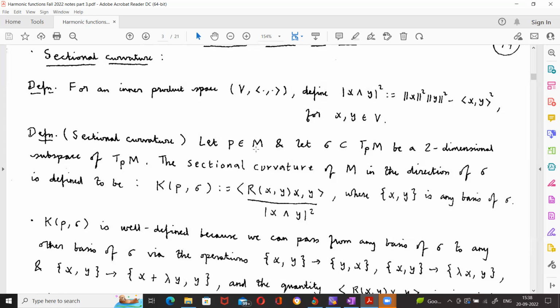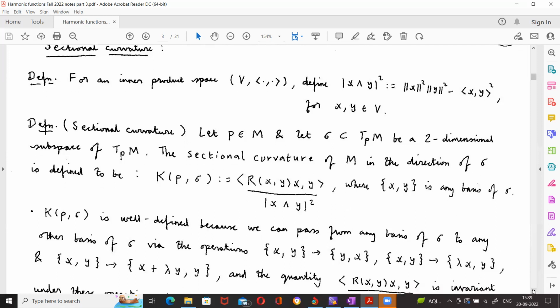So let P be a point in M and let sigma be a two-dimensional subspace of T_P M. Then the sectional curvature of M in the direction of sigma is defined to be K(P, sigma), the inner product of R(x,y)x with y, divided by the norm of x wedge y squared, where x, y is any basis of sigma. Now what you have to check is that this quantity is independent of the choice of basis.